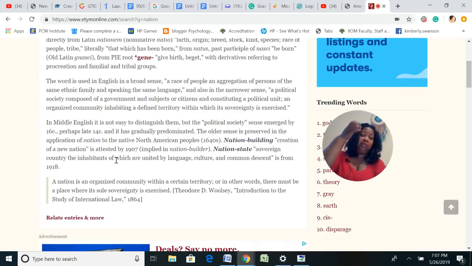Now, I have some theories. That's why I call them gray. Maybe one day I'll go into detail about that. But anyway, it says a nation is an organized community within a certain territory. Or in other words, there must be a place where its sole sovereignty is exercised. Theodore Woolsey, Introduction, A Study of International Law, 1864.